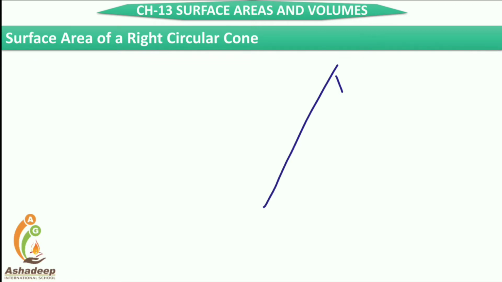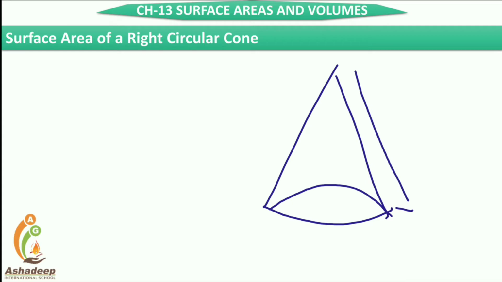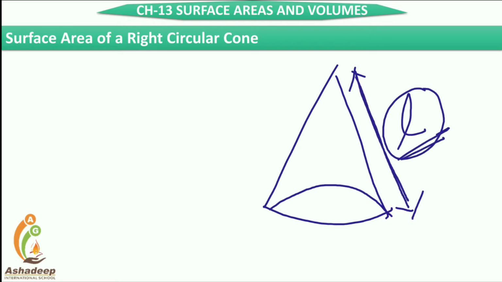See here, it is a cone, which means it's the shape of a joker's cap, right? In this, the inclined line is called L, the slant height. This is called H, the height of the cone. And this is called the radius of the cone.